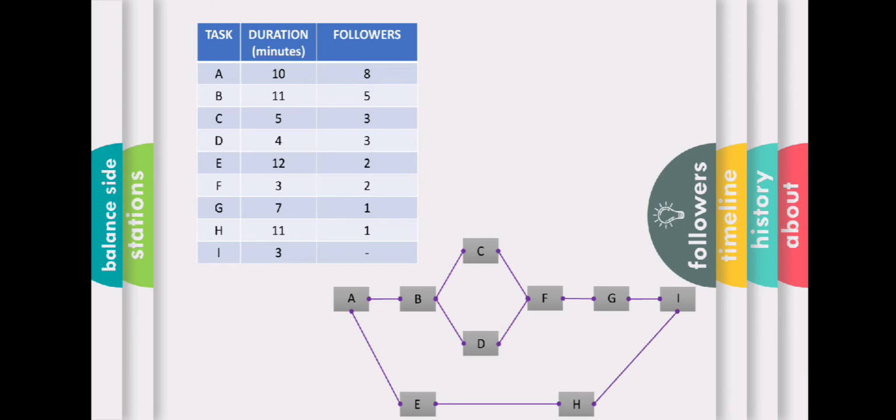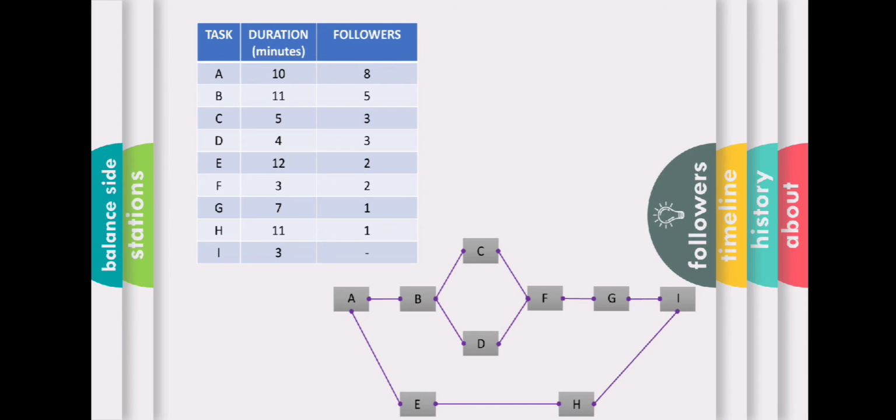So here is the table. I have already input the followers, and to identify, task A has 8 followers. So identify the followers. The followers of A has 8. It has B, C, D, E, F, J, H, and I. So it has 8 followers.